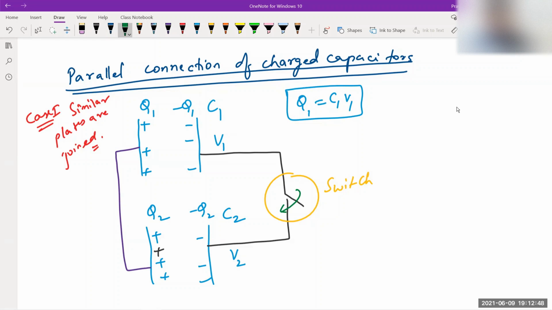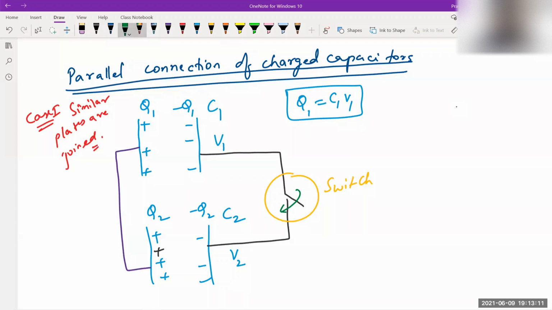So sir, now they're in parallel combination, right? I know that's just hidden in the heading, parallel connection of charged capacitors, but how would you try to solve these? What will be your approach? So sir, first of all, we'll find the equivalent capacitance.